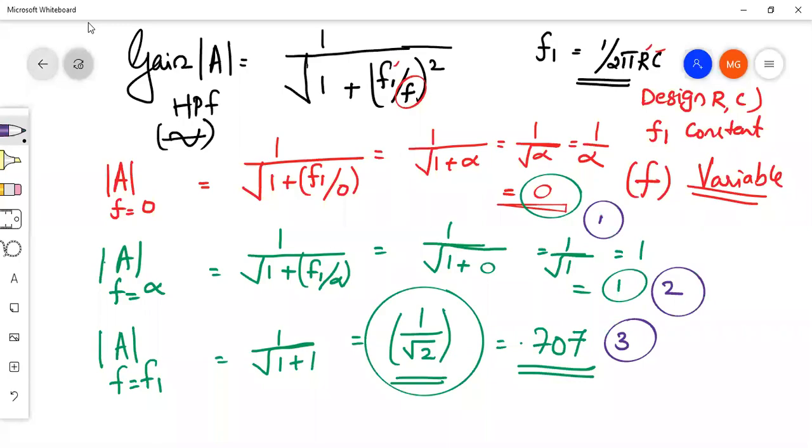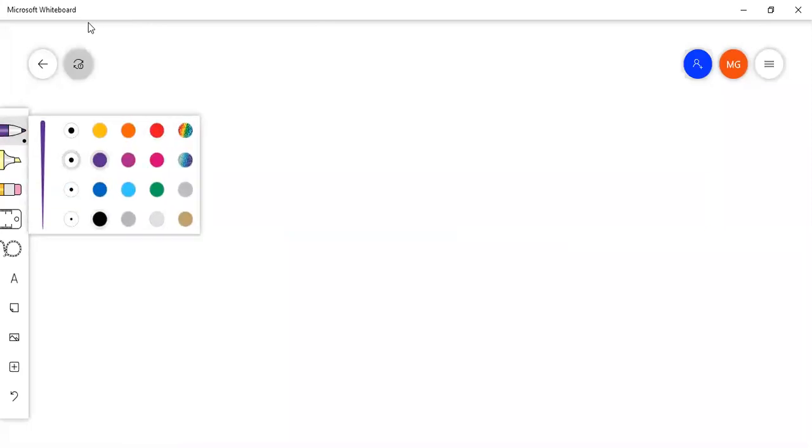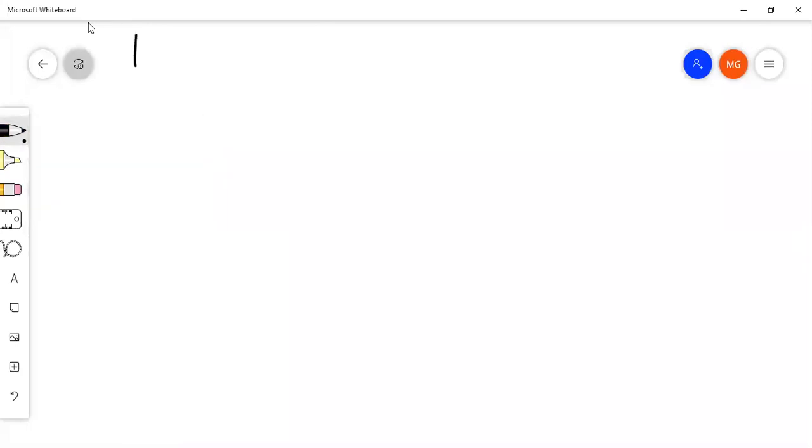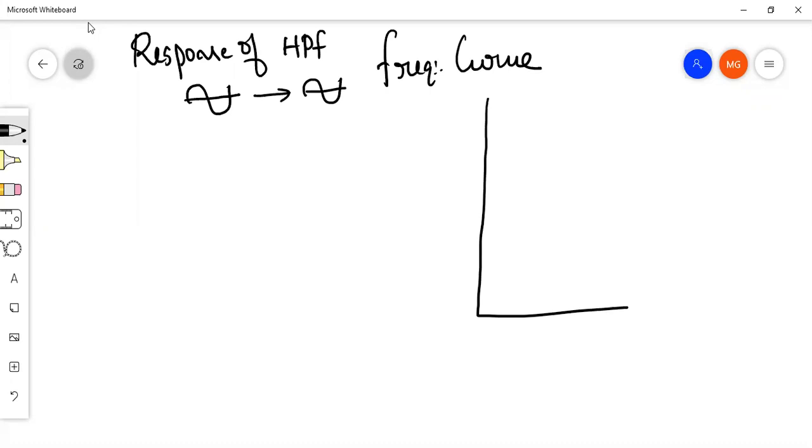Then I need to plot the graph. That is the response of a high pass filter when I am giving input as sinusoidal and output is also sinusoidal. I need to plot the frequency curve. What is the frequency curve? Frequency f on one axis, and here we have to give gain.